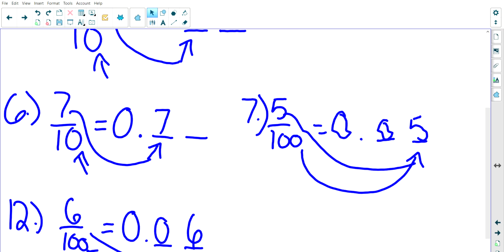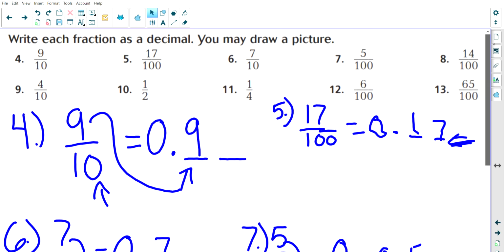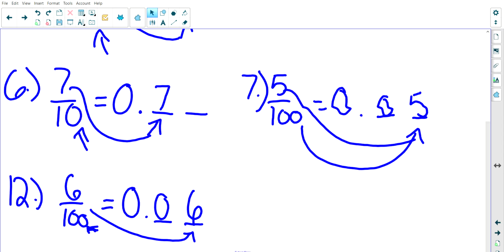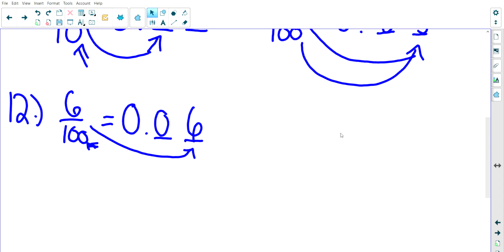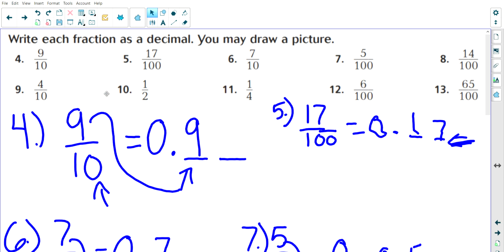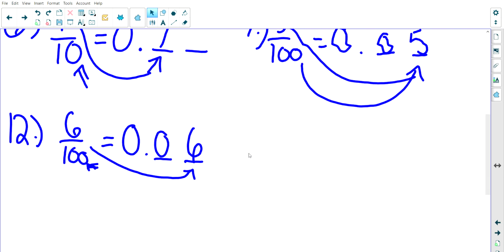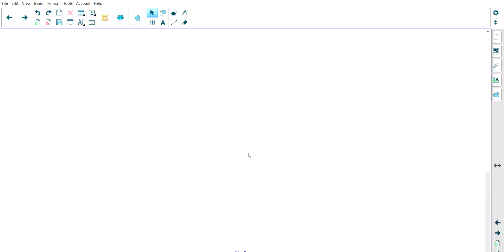All right, so those ones are pretty simple, but let's take a look at what happens when we have a fraction that is not a base 10. For example, number 10 and 11, 1/2 and 1/4. We're going to solve those together.